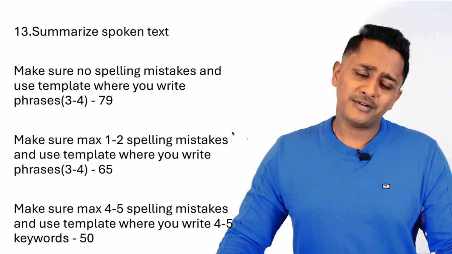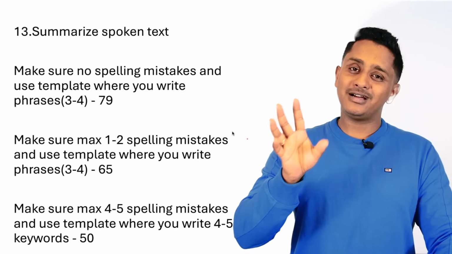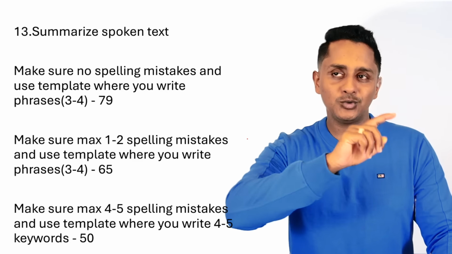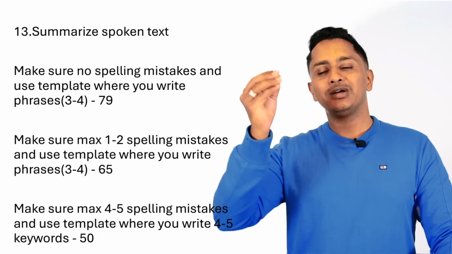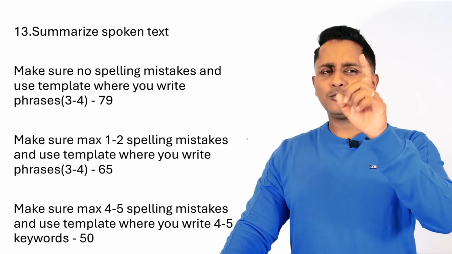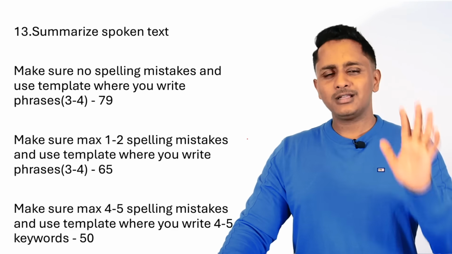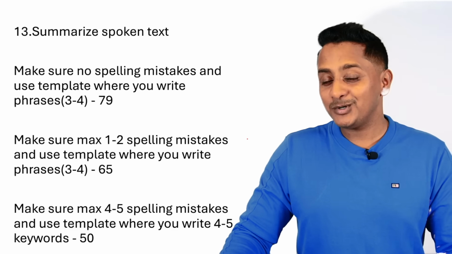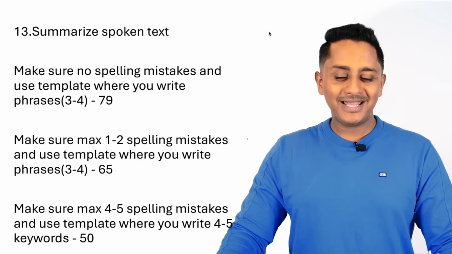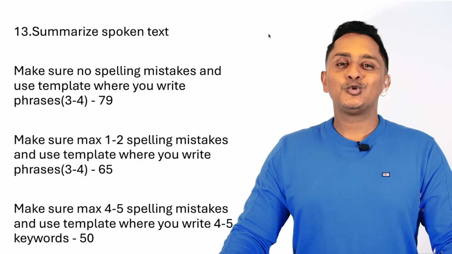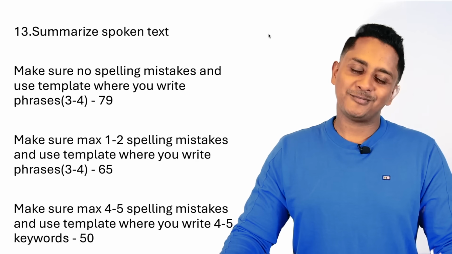Yes, you can make 4 to 5 spelling mistakes and still get that 50. At least write 3 or 4 keywords. Use that template which goes well with the keywords. You can use my template and put one word in each blank. You can still get 50, there is a possibility, but not more than 4 to 5 spelling mistakes. If you make 10 spelling mistakes in summarize spoken text, the scores will be very surprising.